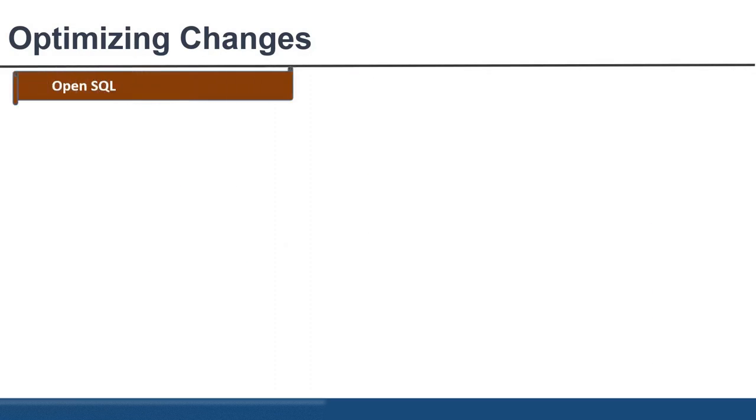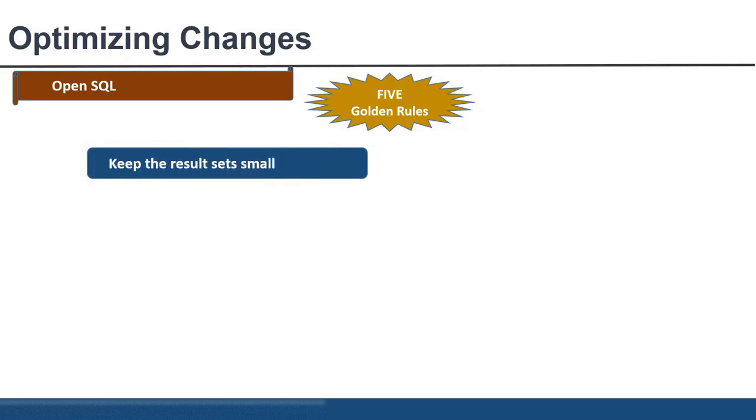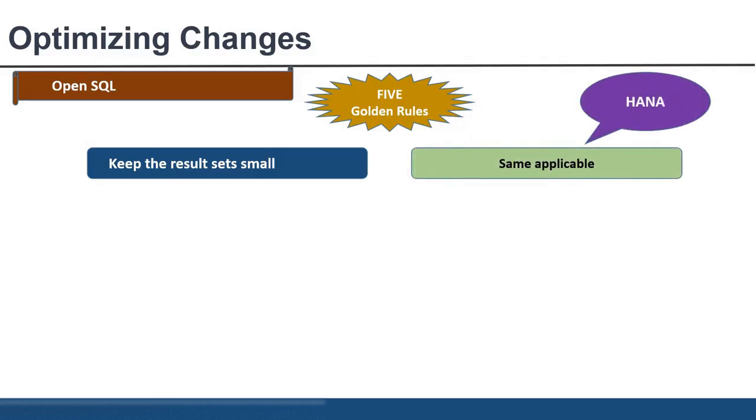In OpenSQL also there are 5 golden rules in general for any database. Here you can see the changes required for HANA database as well. First rule, keep the result sets small. Don't retrieve rows from the database and discard them on the application server, and use where clause as specific as possible. For HANA database also this is applicable.